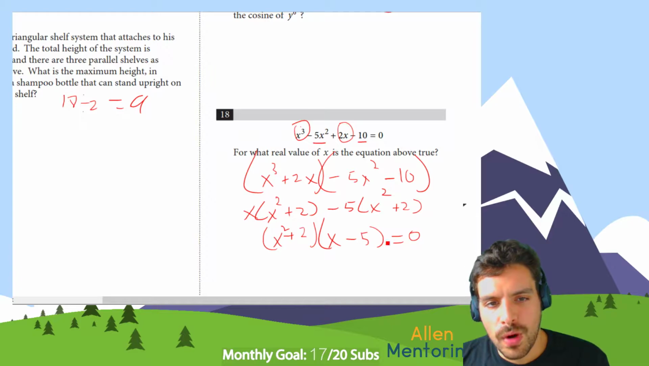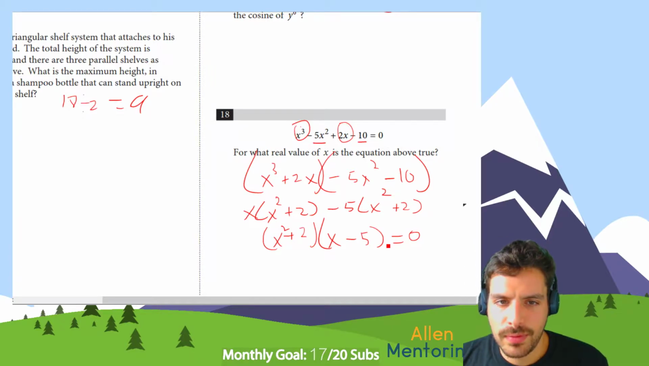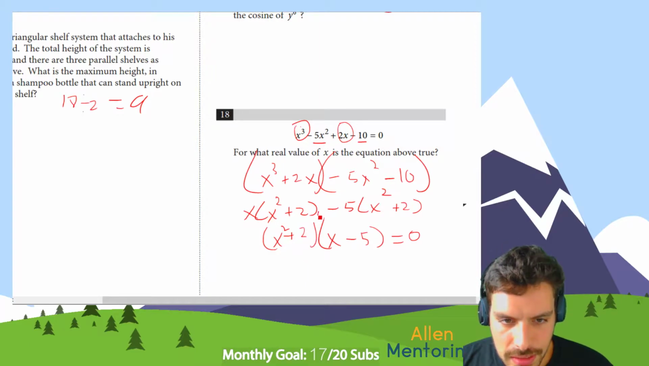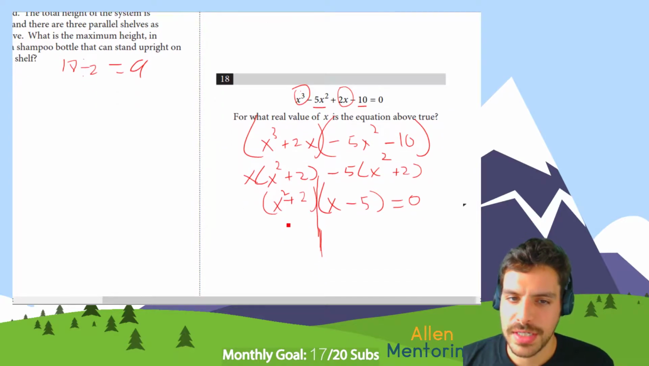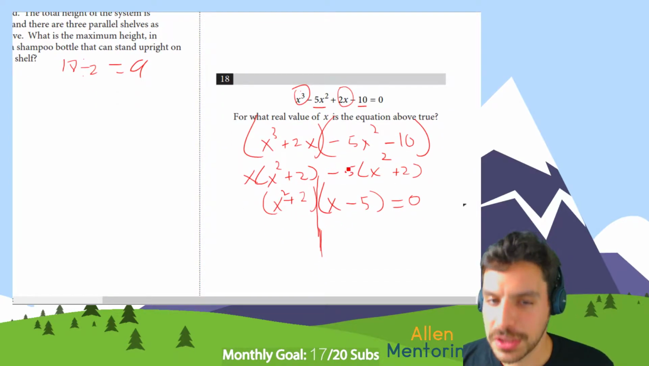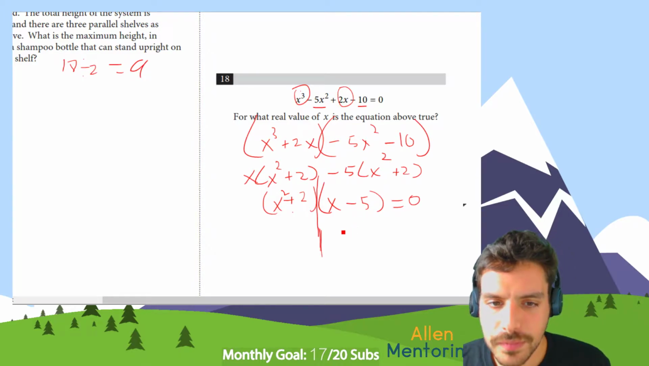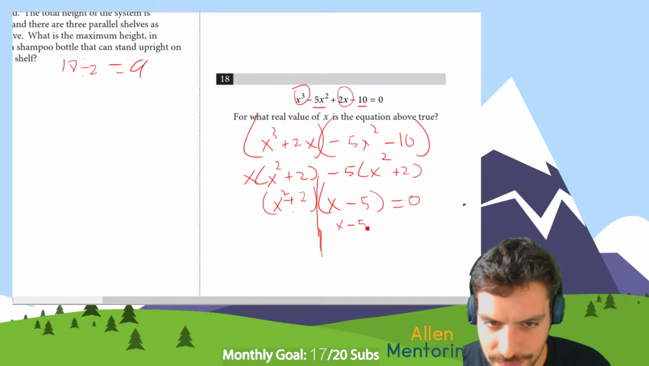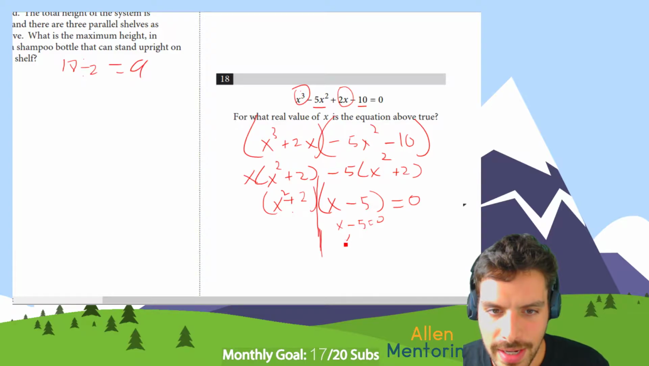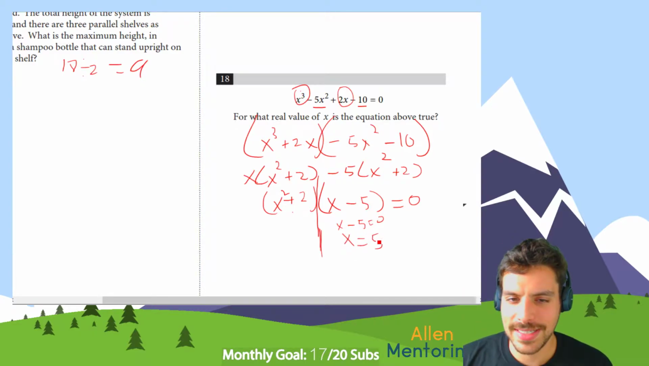And so for what real value of x is the equation above true? So basically each of these could be equal to 0, because if either of these two parentheses is equal to 0, then the entire function will be equal to 0. Right, you see that? If this is equal to 0, this times this will be 0. So I see that x minus 5 is equal to 0, and x could be 5. All right, so in this case, x is equal to 5.